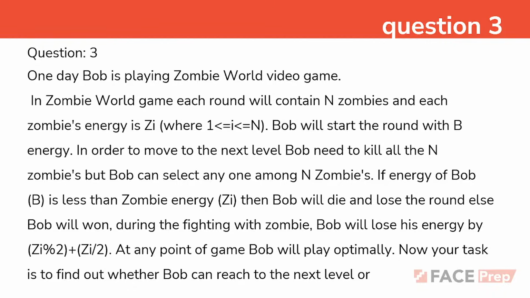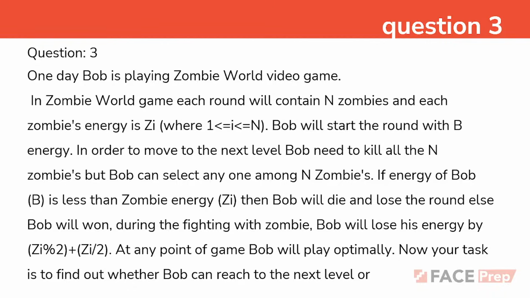Let's read the question over here. One day Bob is playing a zombie world video game. In a zombie game, each round will contain n zombies and each zombie's energy is Zi, where i lies between 1 to n. Bob will start the round with B energy. In order to move to the next level, Bob needs to kill all the n zombies, but Bob can select any one zombie from the n zombies.